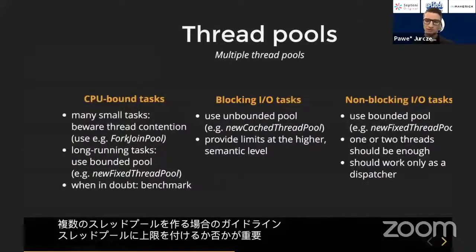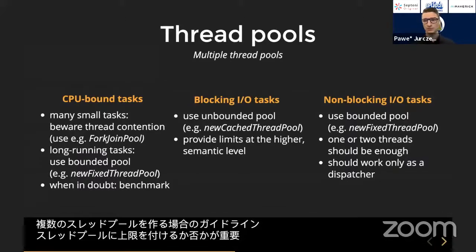In the second scenario, where you have separate thread pools, it depends on the characteristics of the particular computation. So if it's a CPU bound operation, it depends on the number of tasks you have and the time it takes to process a single task. In case you have many small tasks, by small I mean short running, then you should beware of thread contention. If you, for example, have a thread pool with a single queue in front of the thread pool, you might encounter thread contention in such cases.